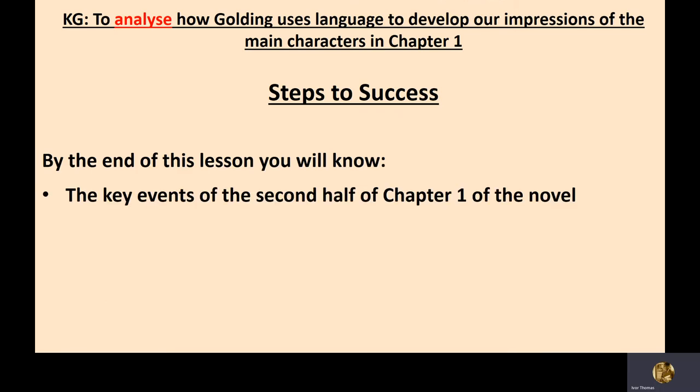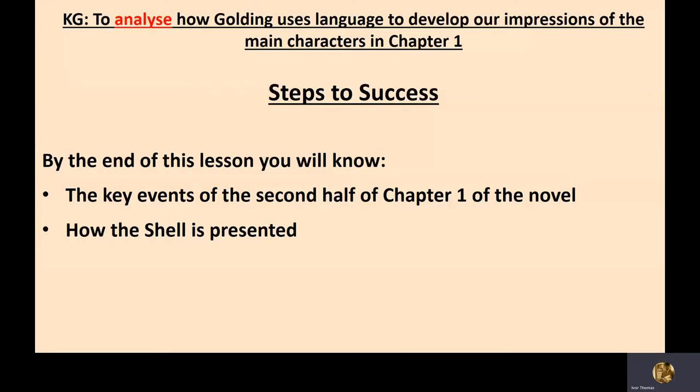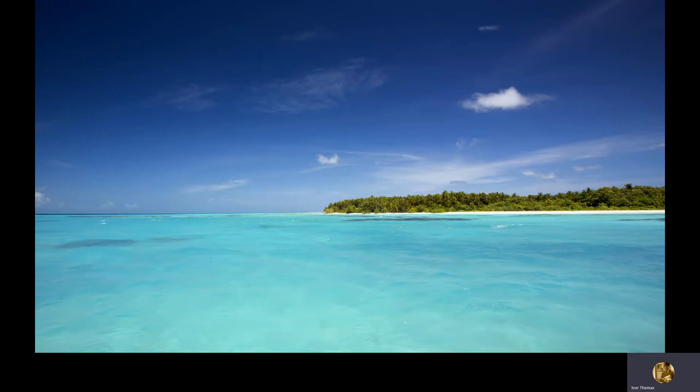We're going to look at key events of the second half of chapter one and specifically analyze how the shell is presented. Let me give you three tasks quickly. You're going to quote five adjectives that describe the shell. You'll remember in the last lesson, we just saw something in the water, and we're picking it up today. Find two quotations that compare how both Ralph and Piggy treat the thing, one for Ralph and one for Piggy. And then some thinking. Which character is the most mature, sensible, and respectful? Please explain your answer. It may not be as straightforward as you think at the moment, but I suppose after the lesson it will be.